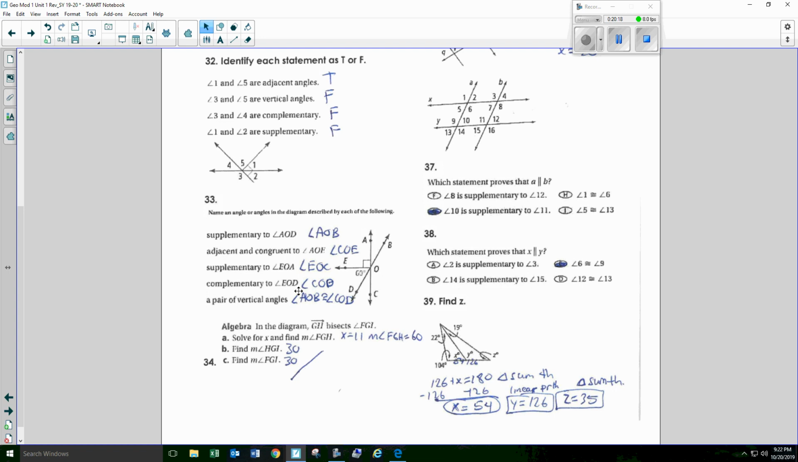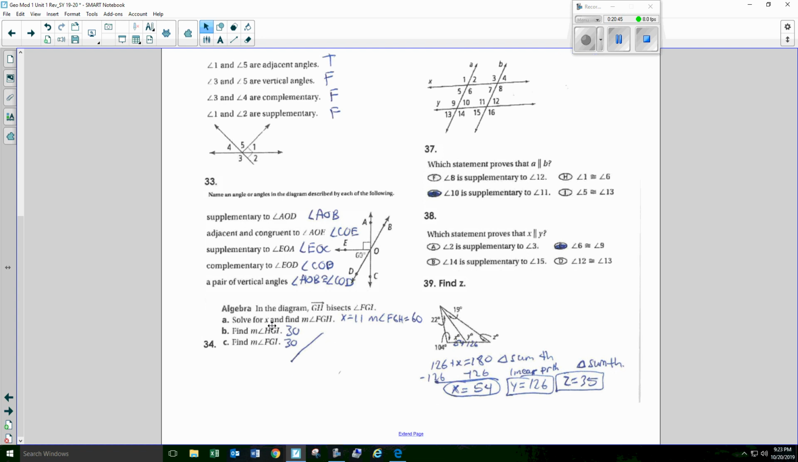Complementary to EOD. EOD, the complementary one. Well, we know this whole one, EOC, is 90, so complementary to this one is COD or DOC. Okay, right here, 30 degrees. A pair of vertical angles, they have to form two lines. There are two lines, so here's our vertical angles right here, AOB and COD.